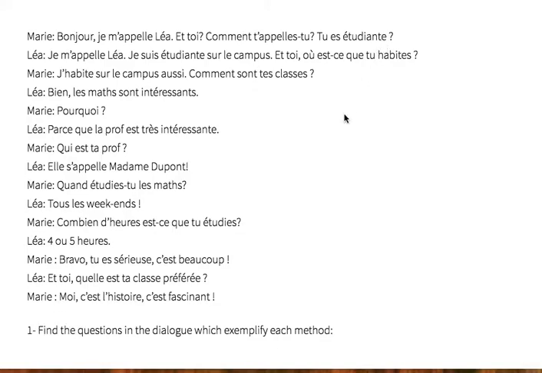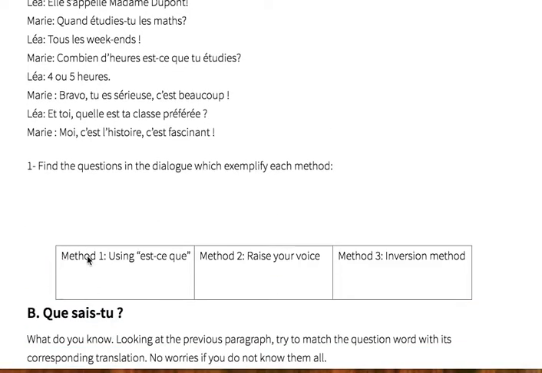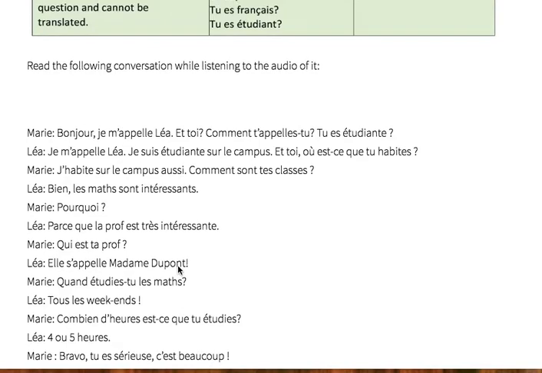étudiante. The first method, as we call it, is the method using est-ce que. When you look at those questions, then you find out that this question, for instance, où est-ce que tu habites, is a question using est-ce que. When you use est-ce que, the subject, tu, and the verb, habite, are in order. It is first the subject and then the verb that follows.